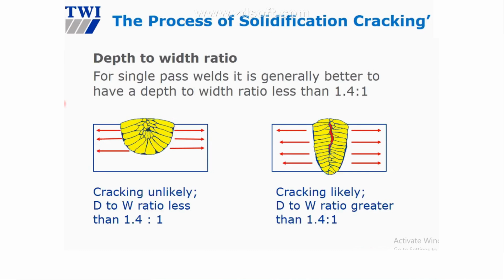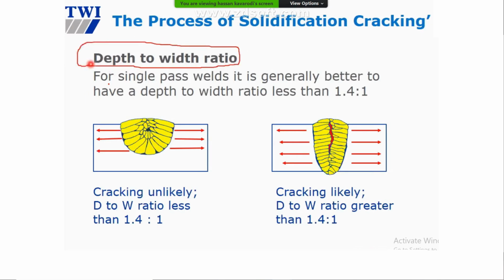All right, now I will explain about this. This one, depth to width ratio, memorize. What does it mean by depth to width ratio? It said here, for a single pass weld, it's generally better to have a depth to width ratio less than 1.4 to 1.